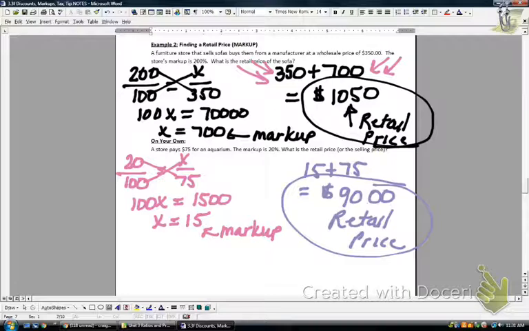Notice that whether we're finding a sale or a markup, the steps are the same until the very end. And then that determines whether you add or subtract. And discount is the only time that you subtract.